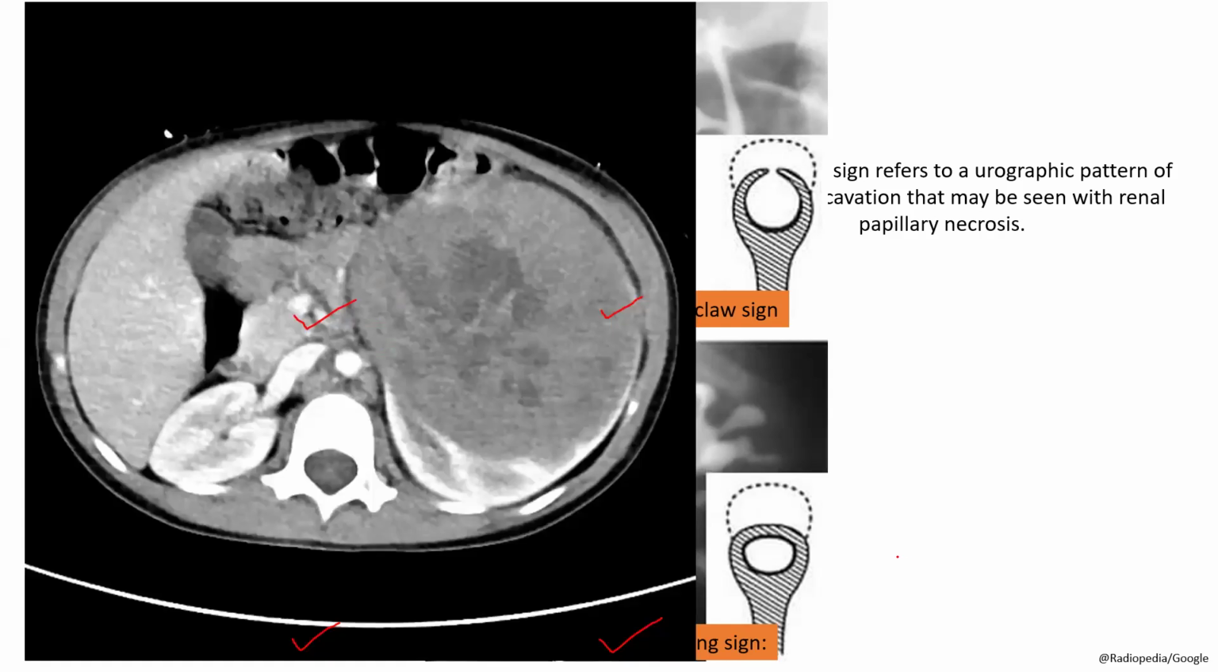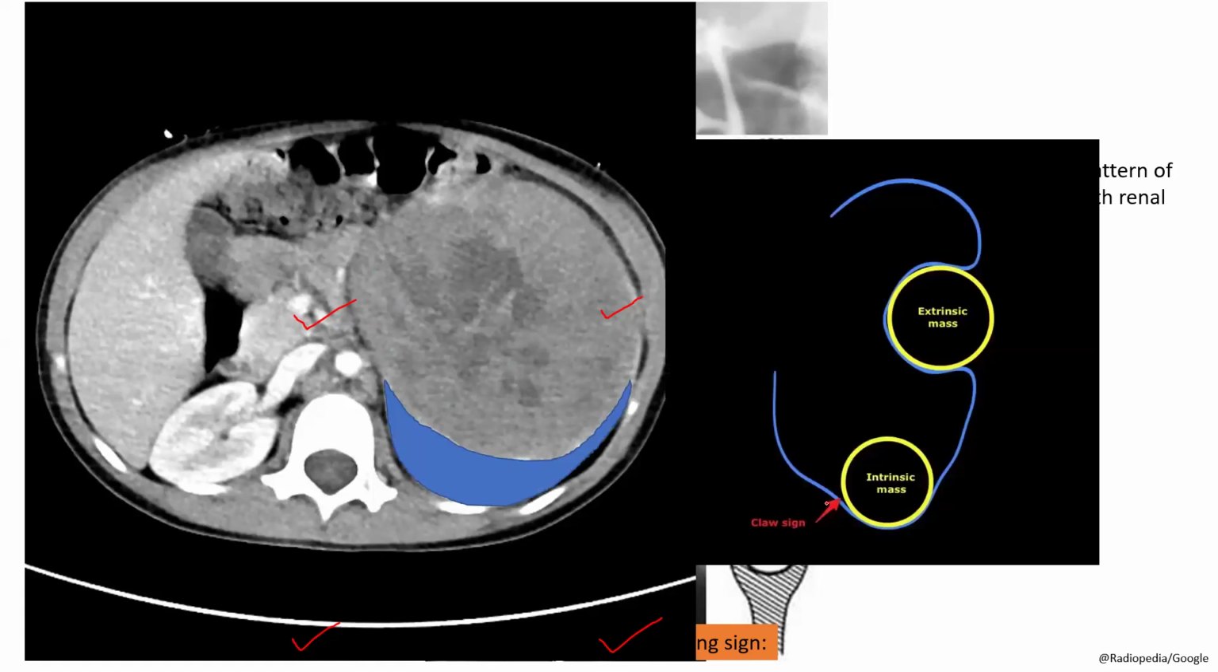Claw sign has also been described when there is a large mass which arises from a solid organ. So presence of claw sign indicates that the lesion is actually arising from that particular solid organ. Absence of claw sign indicates that the lesion is extrinsic and it is just compressing the solid organ.